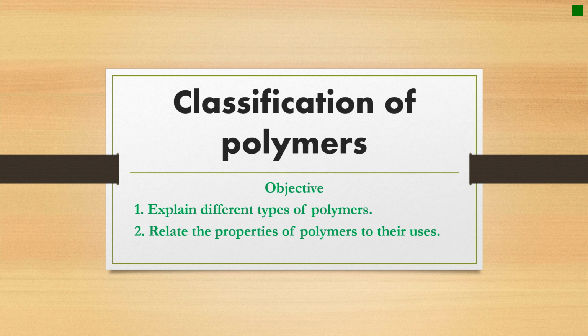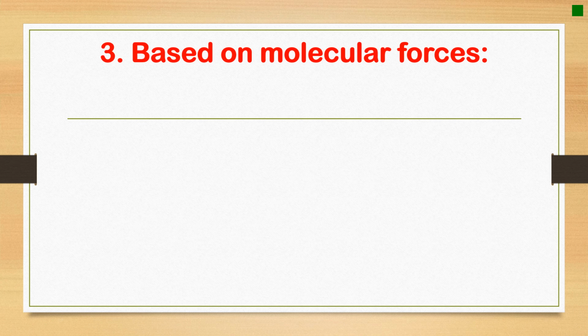Hello friends, in my last video I explained the first part of classification of polymers, where we looked at the classification that bases on the structure of the polymer. In this case we talked about homopolymers and copolymers. We also talked about the classification that bases on the origin of the polymers, where we talked about natural polymers and synthetic polymers. We are going to continue the same classification by looking at the classification bases on molecular forces.